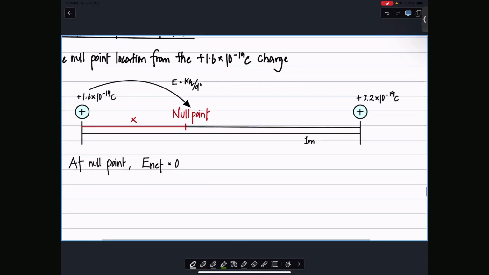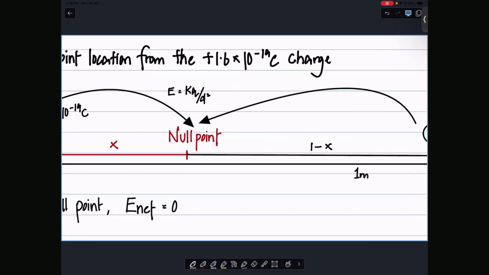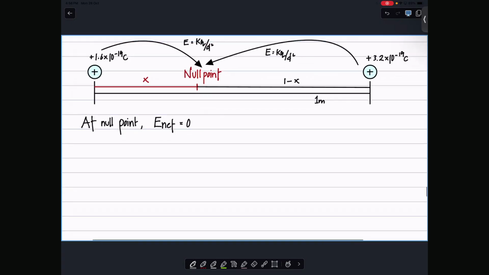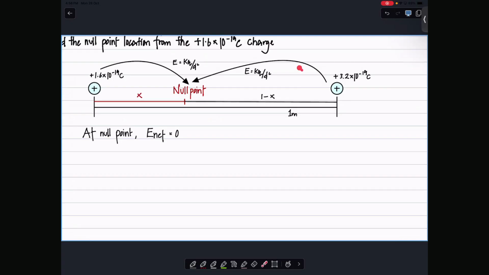Now the whole distance is 1 meter and the left side is x, right? So what should this be? 1 minus x. What is the field strength of that going to be at this location? Also based on E equals KQ divided by d square. So at this point, the field strength of this plus the field strength of that must be equal to what? 0, because net is 0. Or you could do something else: this should be equal to that, because they're equal and opposite.